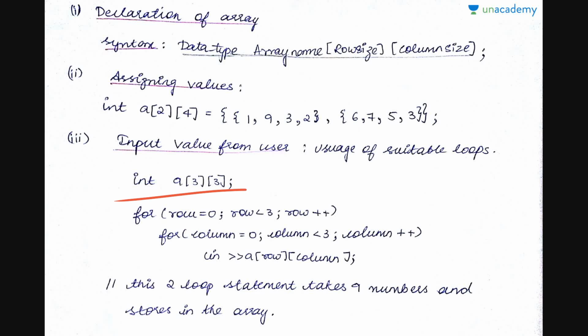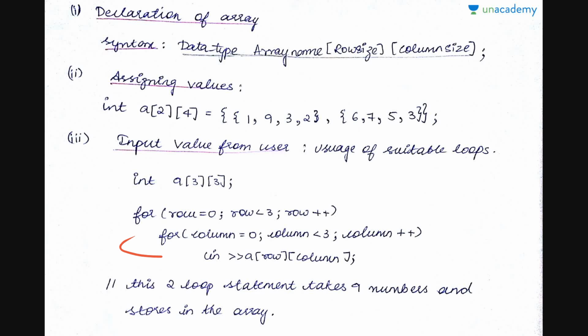And then within that you again have another loop, which is for the column: for column equals 0, column less than 3, column plus plus, and then you input from the user cin a of row column. How does this happen? Initially row will be 0. Once you enter the next loop, column is also 0.